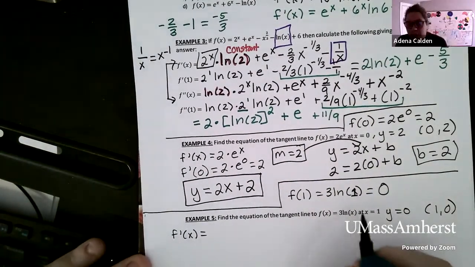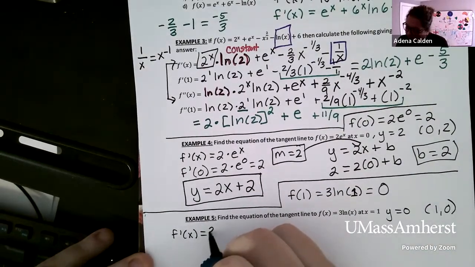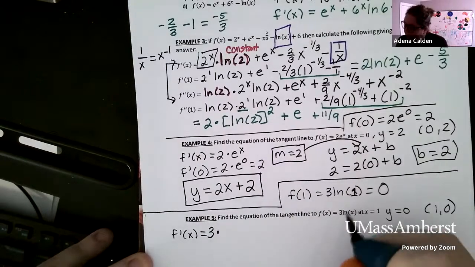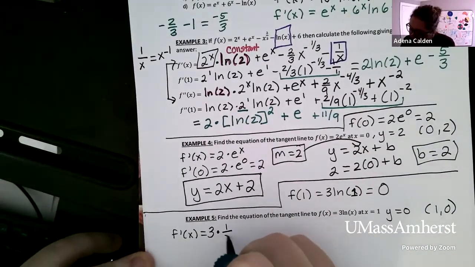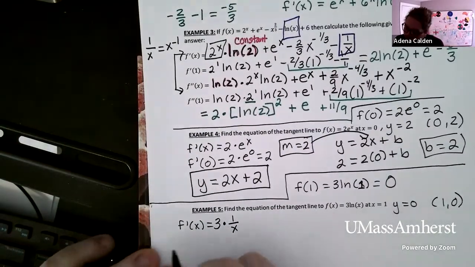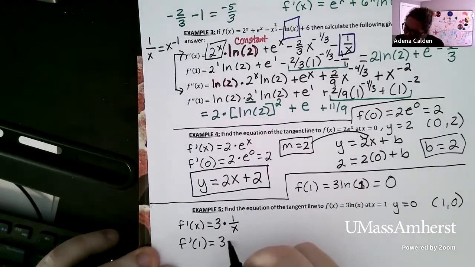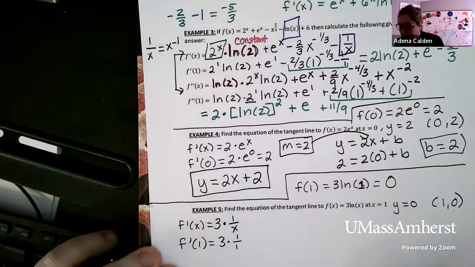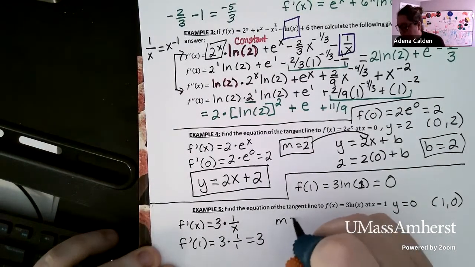So we're going to take the first derivative of our function. We see a constant multiple of 3 here. So we have 3 times, and now we're going to take the derivative of the natural log of x, which we know is going to be 1 over x. So now we want to evaluate what that is at 1. So we have 3 times 1 over 1, which is 1 times 3, gives us a slope of 3.